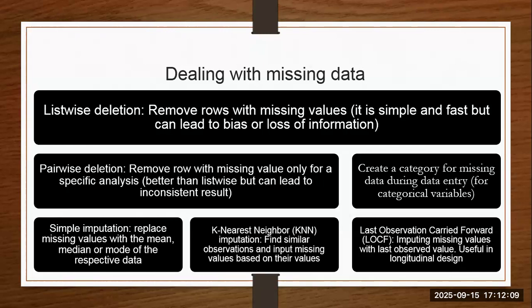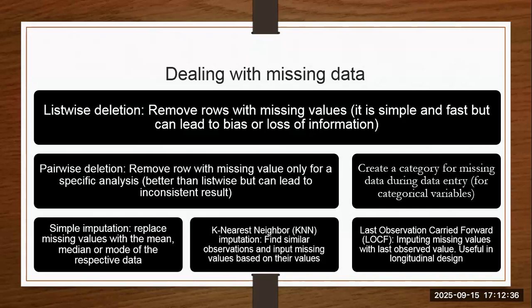One is what they call list-wise deletion. So you can remove the row that is missing. It is simple and fast, but can lead to bias because you may just remove somebody who necessarily does not want to answer that particular question because of the person's view about the question. For instance, a question on homosexuality. The person may choose not to answer, and then you delete them. Meanwhile, these are the people that have some characteristics in question.